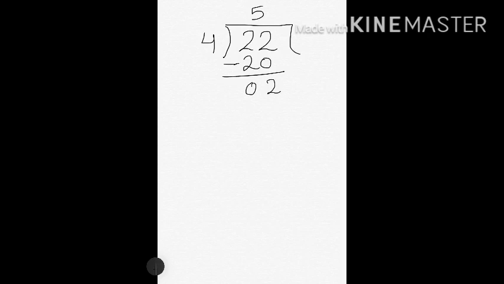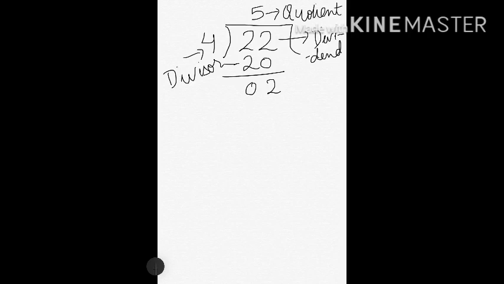Alright, students? Now in this case, let's label it. What is 22? 22 is dividend. I'm writing it down here: dividend. What is 4? 4 is divisor. And 5 is the answer of the division, which is called quotient. Alright, students? And 2 is what? 2 is the remainder, which is the number left. So this is the terminology of division, which you all should know.